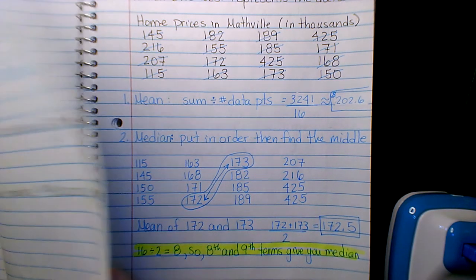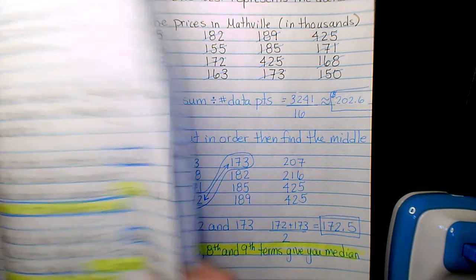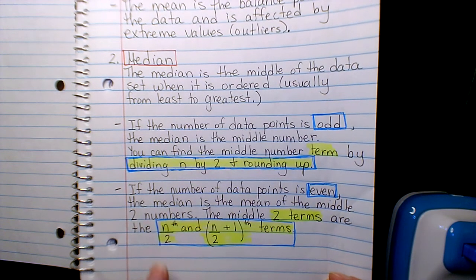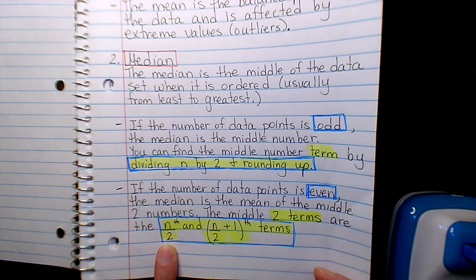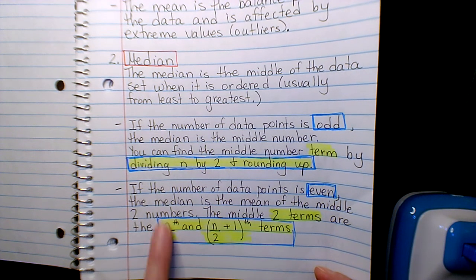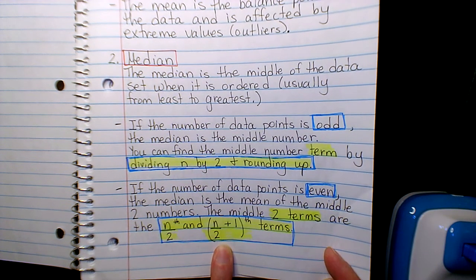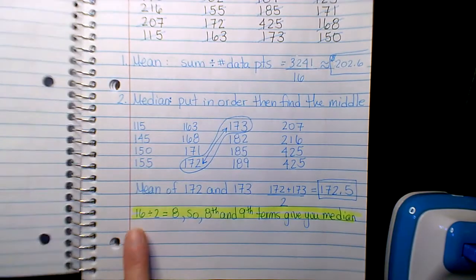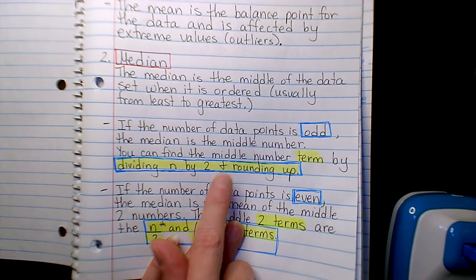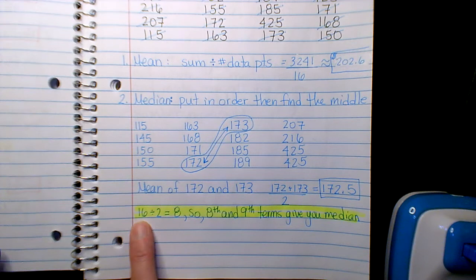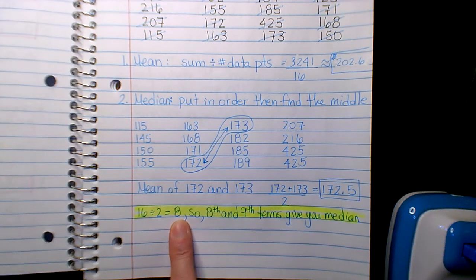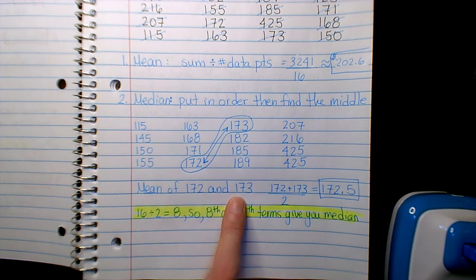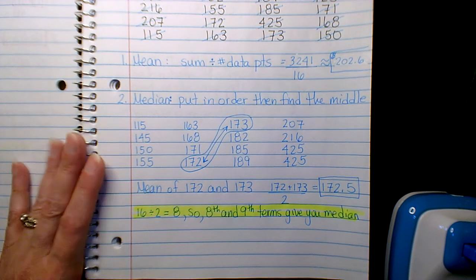If you wanted to go back to that nifty thing that I told you back here: if the number of data points is even, then the mean of the n over 2th and n over 2 plus 1th terms will give you the median. I just did that real quick and highlighted it so that it connected to the highlighting back here. So 16 data points divided by 2 is 8. So the 8th and 9th terms are the ones that give you the median. Those are the ones you have to find the mean for.